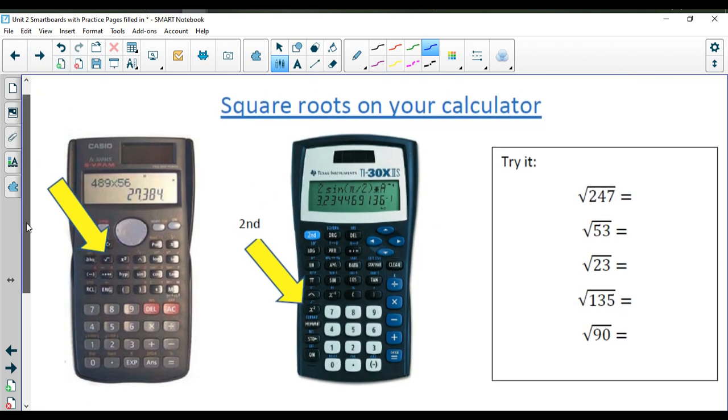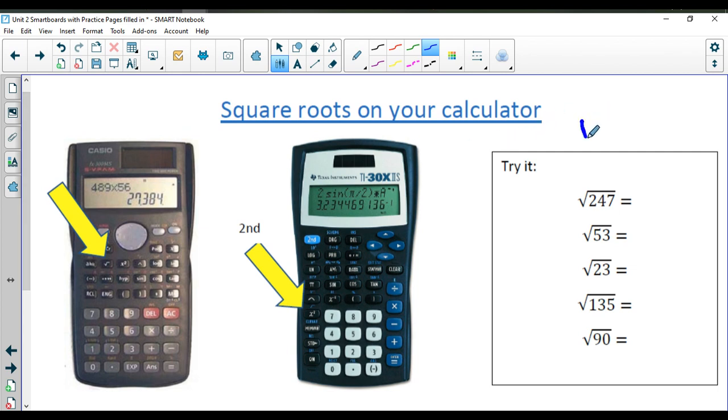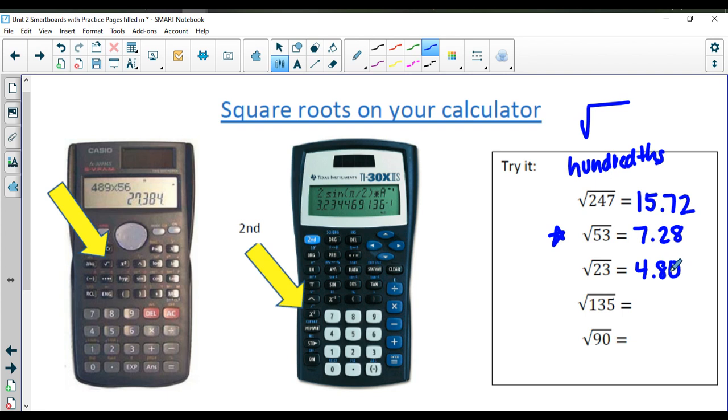In the next part, talking about square roots on your calculator, it has a square root symbol, which you can go ahead and actually type in. So you're going to type in the square root symbol and then 247. We're going to round to the nearest hundredths place for this one. For this part, I get 15.72. Go ahead, type this one in, round to the nearest hundredths. I got 7.28. For the next one, square root of 23, type that one in. And I got 4.80 after I rounded.